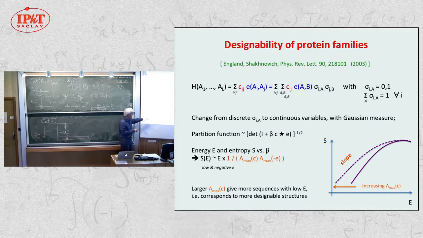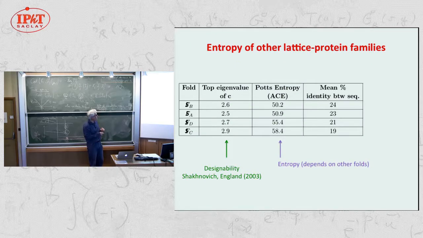That means when this correlation matrix has a very large eigenvalue, then the slope is smaller, it's flatter. When it has a very small top eigenvalue, then it's steeper. So obviously, if the slope is smaller, you can think that maybe you can go to lower E's. So you can find sequences with better and better, that is lower, energies. So the corresponding structure would be more designable. So that was the intuition behind the paper, as I understand. So this is essentially true. Actually it's a bit more complicated than that, but it's a good approximation.